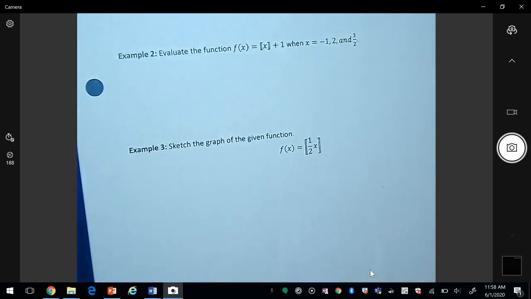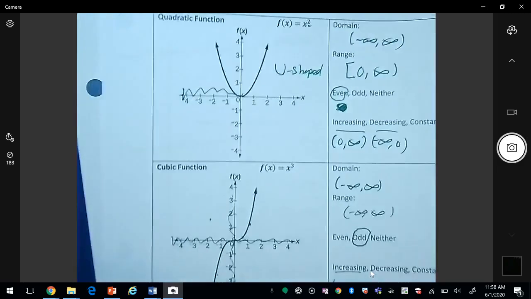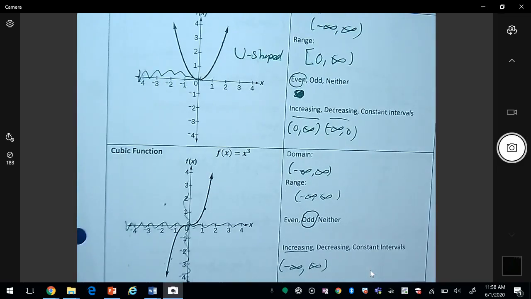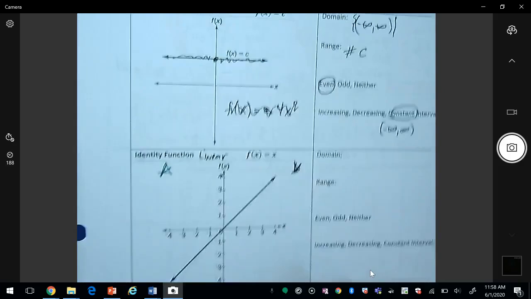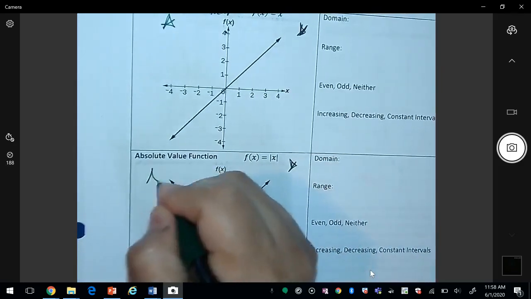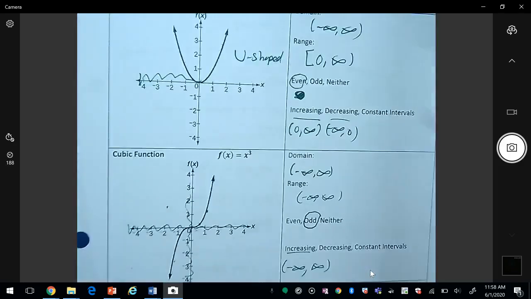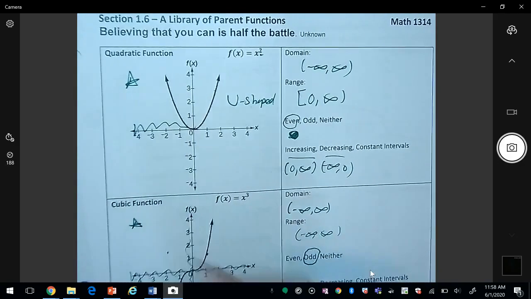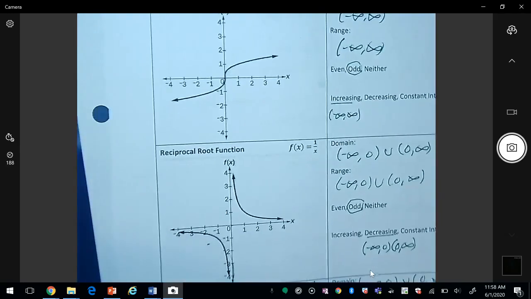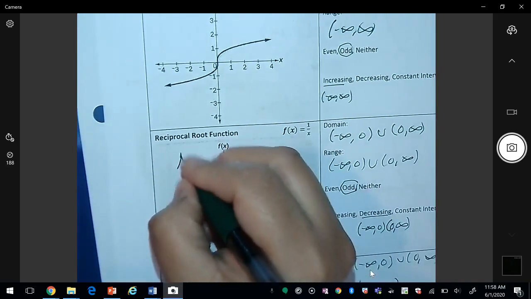Okay, so those are your basic functions. The ones that we're going to use the most are the following. Put a star next to them. So the ones that are used the most are the linear function, the absolute value, the quadratic function, the cubic function, and the square root function. And so those are the ones that we'll use the most, the reciprocal.